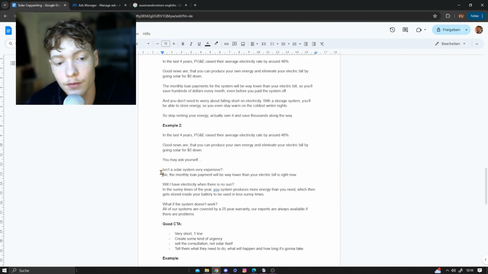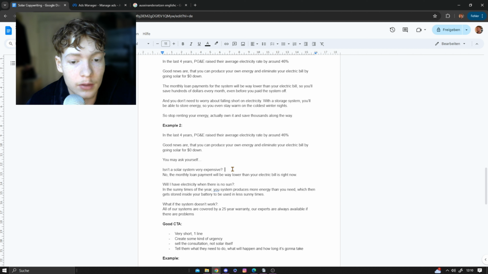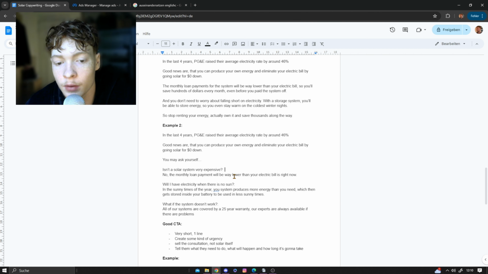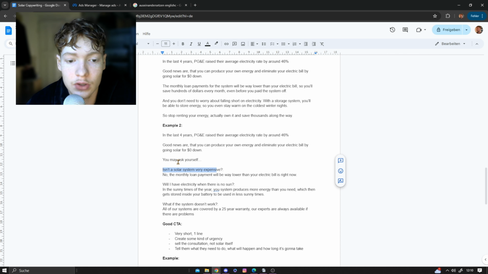So you may ask yourself, isn't a solar system very expensive? This is a very common question. Most people think that a solar system is very expensive. No, the monthly loan payment will be way lower than your electricity bill right now. So this is basically what we said here, but it's structured in a different way.